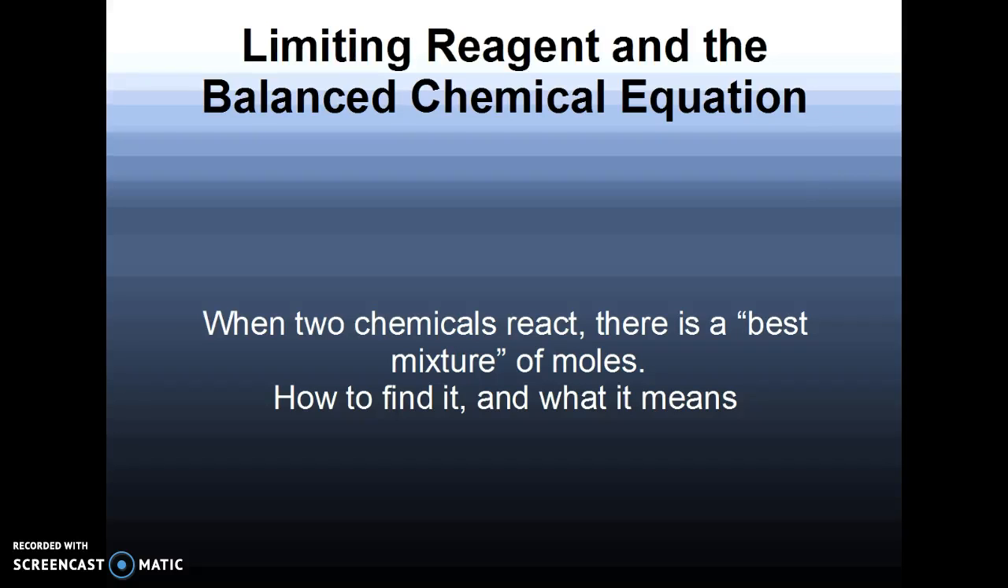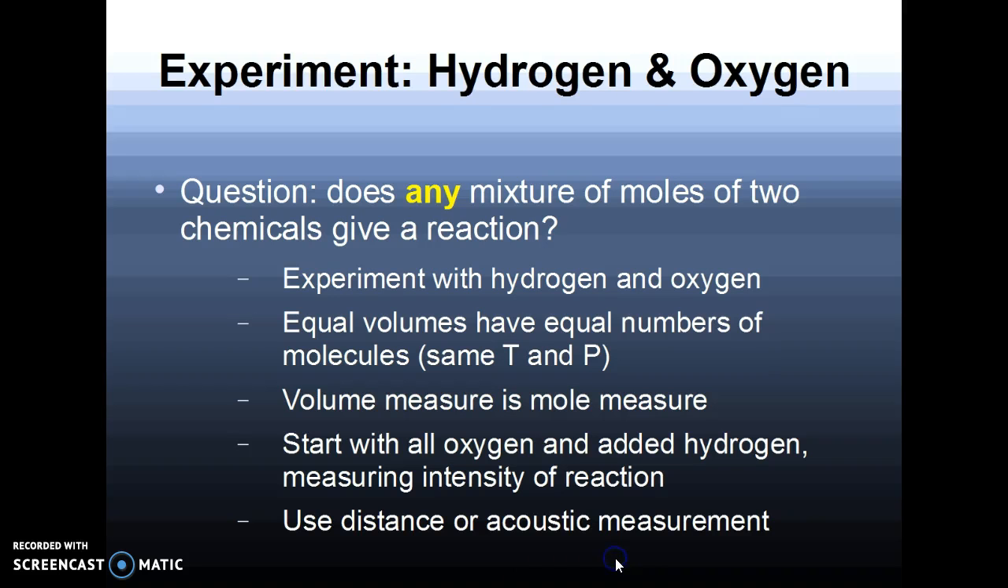Let's discuss limiting reagents and the balanced chemical equation, and we use reagent and reactant as interchangeable terms. When two chemicals react, we find that there is a best mixture of moles of one to moles of the other. So here's how to find it in the lab and what it means.